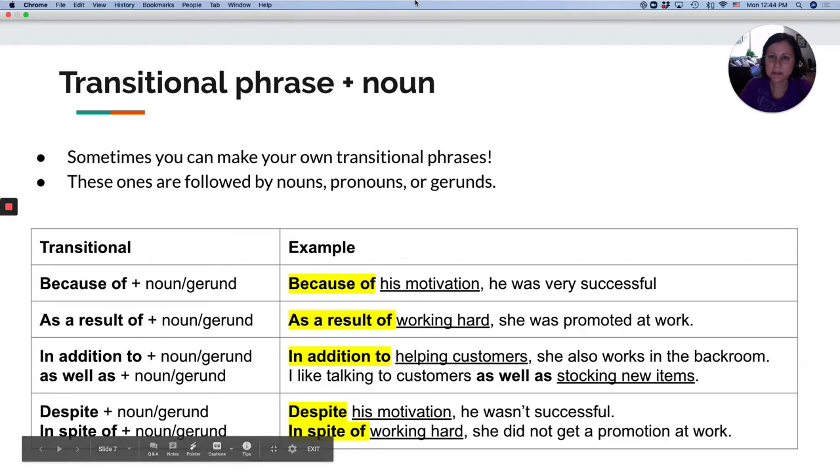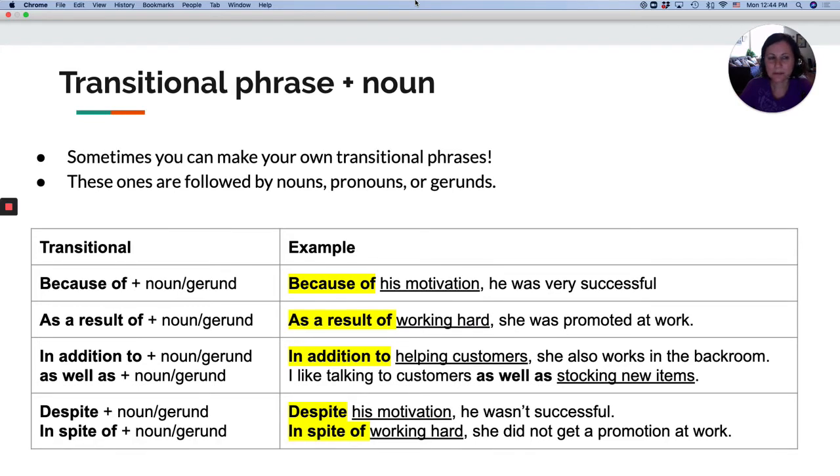Despite is similar to although or but or however. Despite his motivation, he wasn't successful. So this word here shows contrast. Even though he had motivation, he wasn't successful. Or you could say, in spite of working hard, she did not get a promotion at work. Despite and in spite of have the same meaning. So remember, with these phrases, we follow it with a noun, gerund, or pronoun.